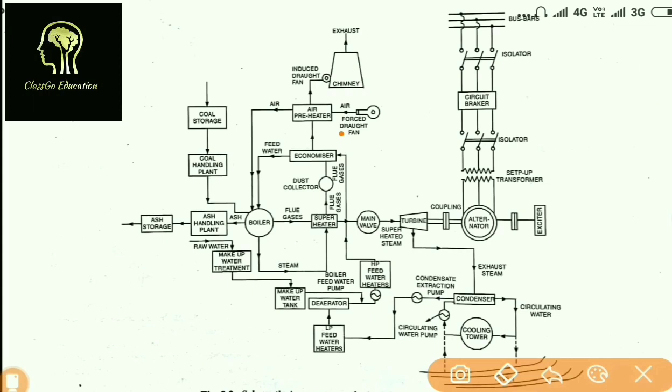What is balanced draught? So balanced draught is a combination of induced draught and forced draught. In a balanced draught system, the pressure of the air below the boiler grate is above atmospheric, and that above the grate is below atmospheric. So this is the importance of balanced draught.